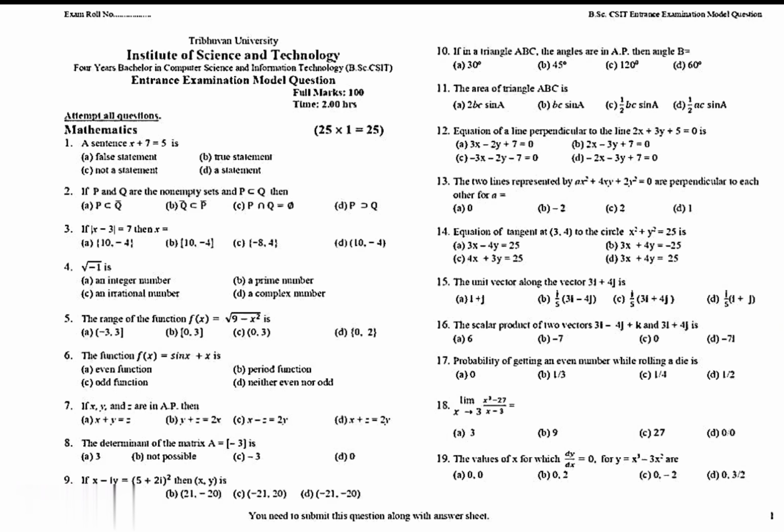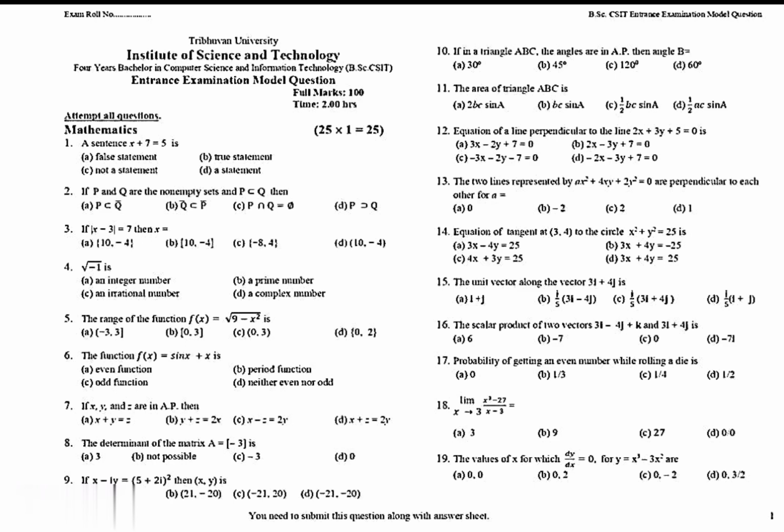Question number 9. If x minus iy equal to (5 plus 2y) whole square, then xy is A. 21, 20, B. 21 minus 20, C. Minus 21, 20, D. Minus 21 minus 20. Question number 10. If in a triangle ABC, the angles are in AP, then angle B equal to A. 30 degree, B. 45 degree, C. 120 degree, D. 60 degree.